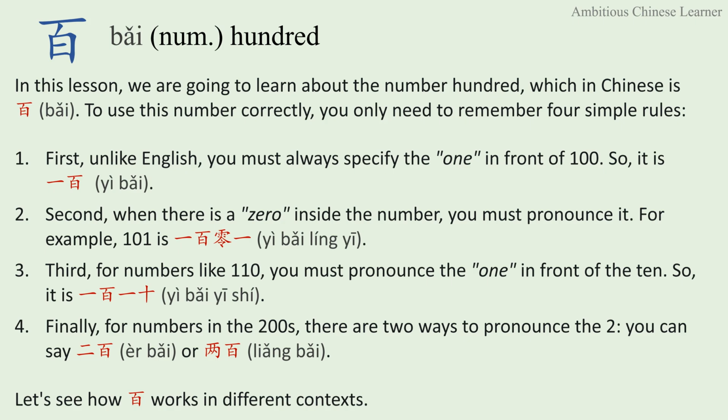In this lesson, we are going to learn about the number 100, which in Chinese is bai. To use this number correctly, you only need to remember 4 simple rules.